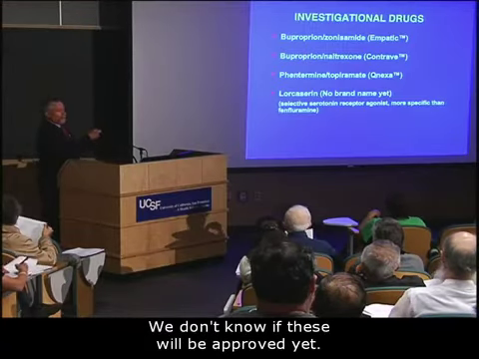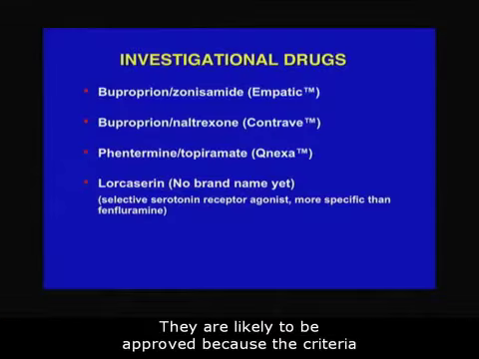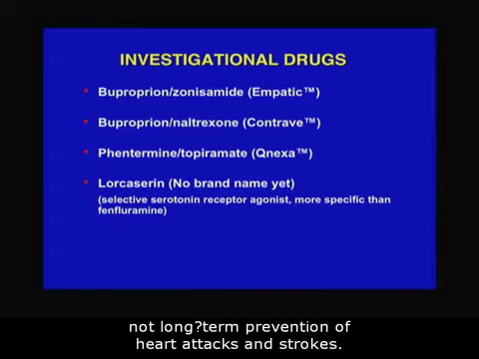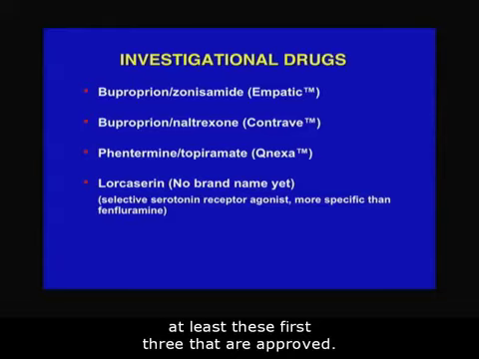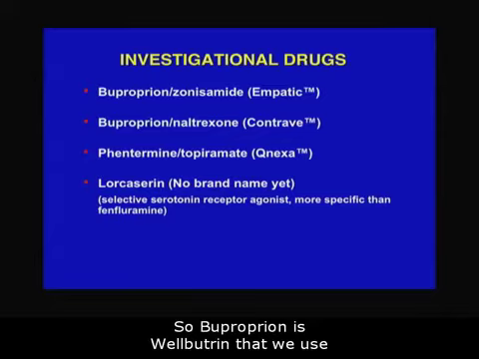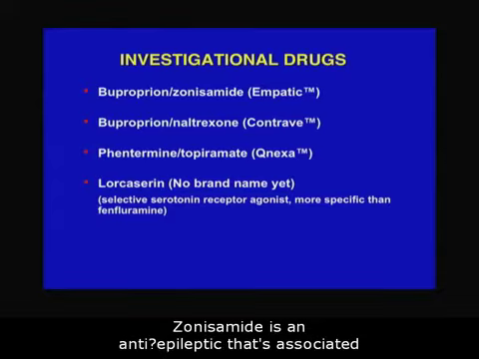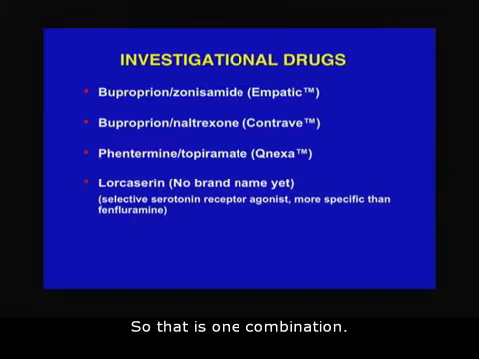We don't know if these are going to be approved yet. They're mostly in phase 2 trials. But they're likely to be approved because the criteria for approval is only that they're associated with short-term weight loss, not long-term prevention of heart attacks and strokes. And they're mostly made up of drugs, at least these first 3, that are already approved. So bupropion is Wellbutrin that we use for smoking cessation and depression. So that's a pretty safe, effective drug. Zonisamide is an anti-epileptic that is associated with some weight loss in some people. And so that is one combination.